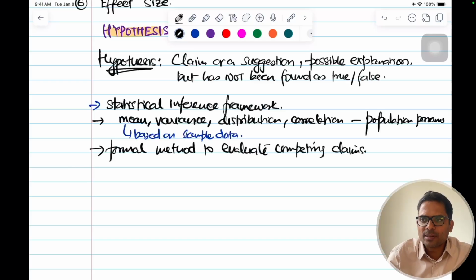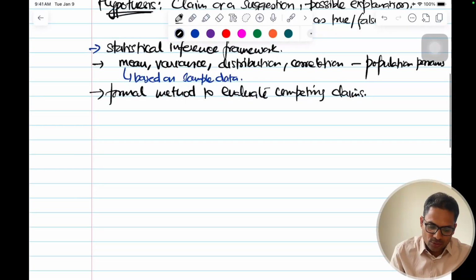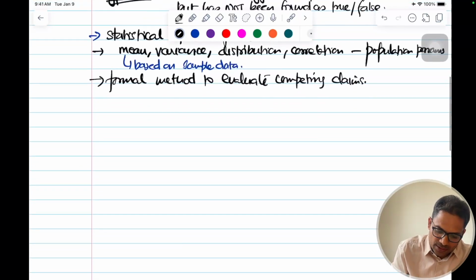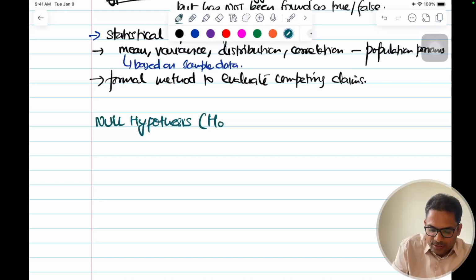Okay, so there are some terminologies that you will get used to whenever you talk about hypothesis testing, and those form the base of it. So you should know these terms. As soon as you talk about hypothesis testing, the first thing that comes is the null hypothesis. This is represented as H0, with 0 as a subscript.